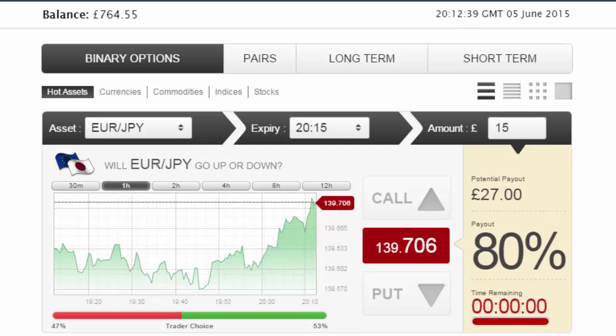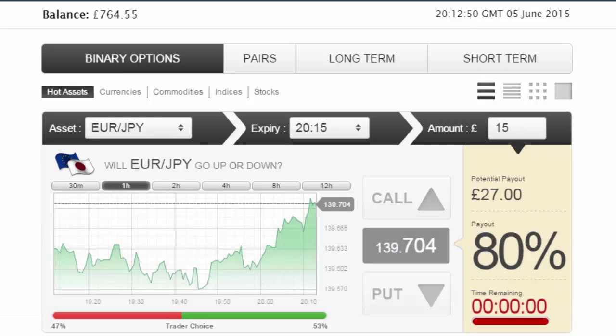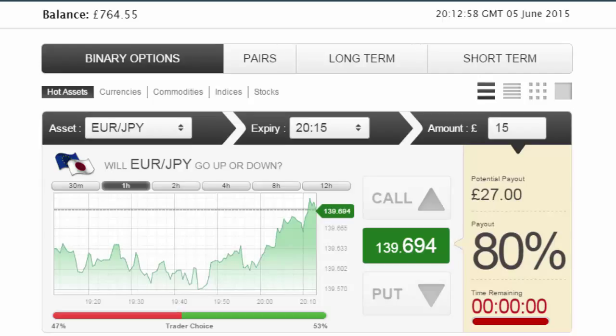You can trade with very small investments. So again, you can practice with as little as £15, $25 very often, depends which broker you use, but very small sums of money to get a real proper feel playing with real money. And I think that's very important as well. You can paper trade in stocks and forex and things like that, but paper trade is not the same as actually trading with real money.